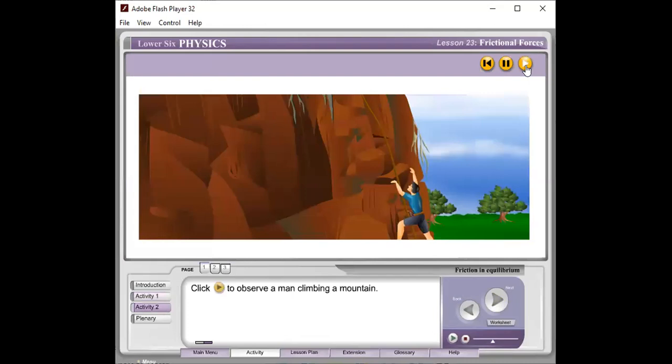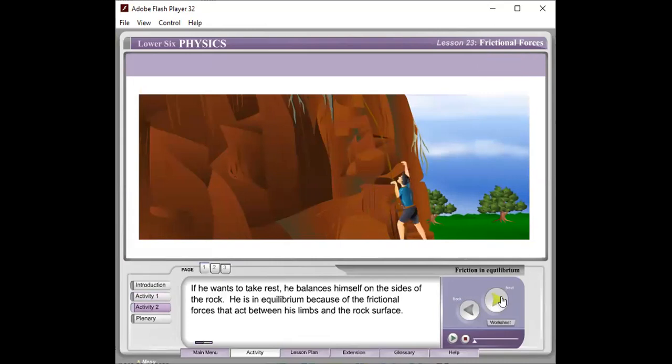Click the play button to observe a man climbing a mountain. If he wants to take rest, he balances himself on the sides of the rock. He is in equilibrium because of the frictional forces that act between his limbs and the rock surface.